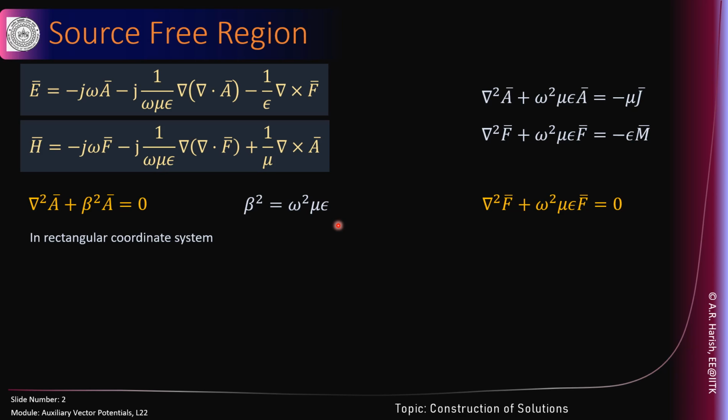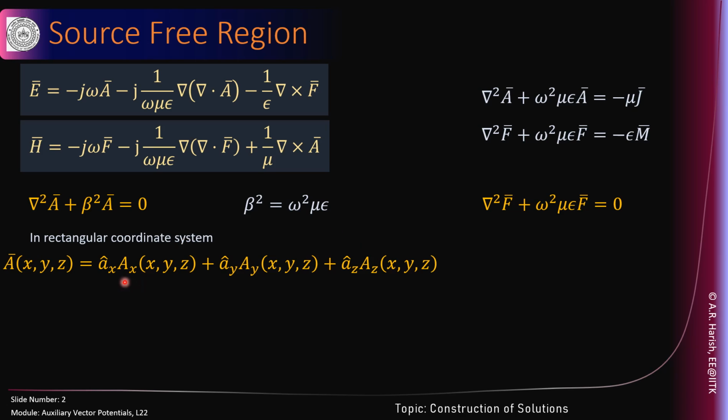In rectangular coordinates, we can write A as a function of x, y, z. We can decompose A into three components: one along the x direction, one along the y direction, one along the z direction. Each of them, Ax, Ay, Az, are functions of x, y, z. Now del square A plus beta square A equal to 0 can be decomposed into three scalar wave equations, and this is possible only in the rectangular coordinate system. If you go to cylindrical or spherical, it will be slightly different, so we should remember that.